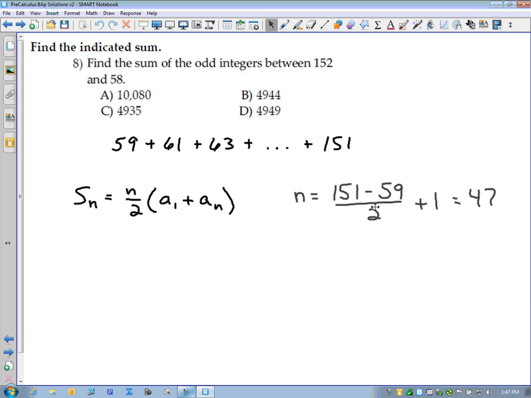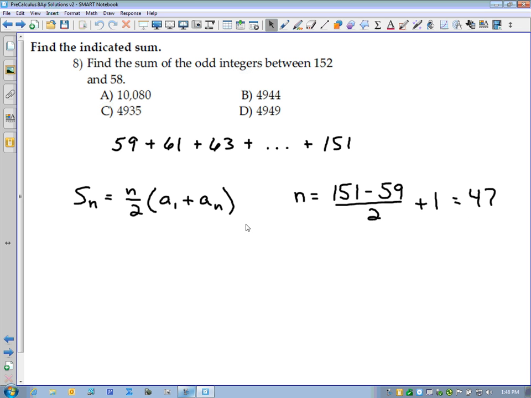And we're going to use that type of logic. We're going to take 151 minus 59, but we don't have all of the numbers. We have every other number because we're looking at just the odds. So we would divide that by 2, and then we would have to do a final adjustment of plus 1 because it begins and ends with an odd number. So that plus 1 would give us overall 47 terms is how we figure that out.